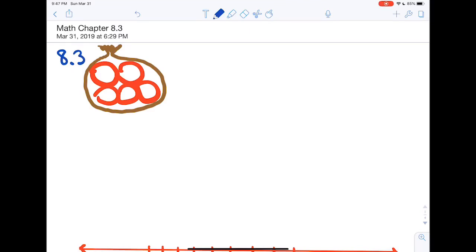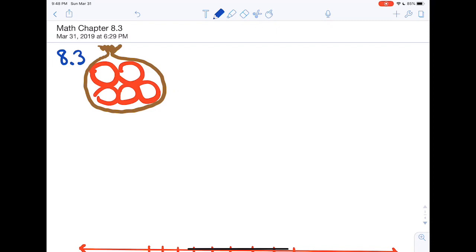This is 8.3. We're going to be talking about inequalities today. So you see my nice little picture there. Those are supposed to be tomatoes in a bag. So let's say that Ben and I went to the store and I said, "Hey Ben, I want you to get some tomatoes. Would you get more than 5 pounds of tomatoes?"